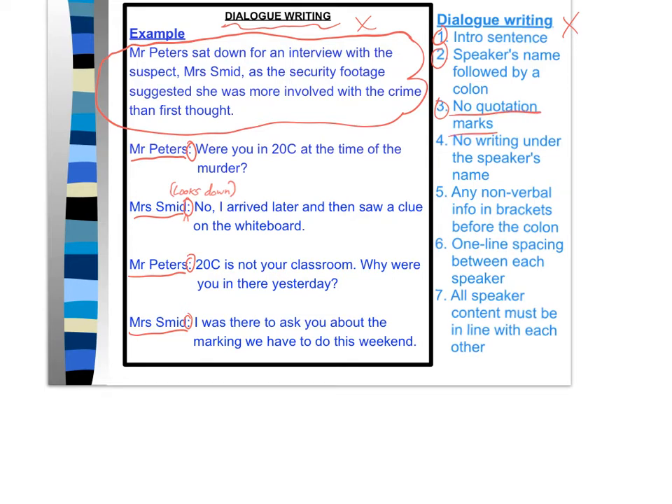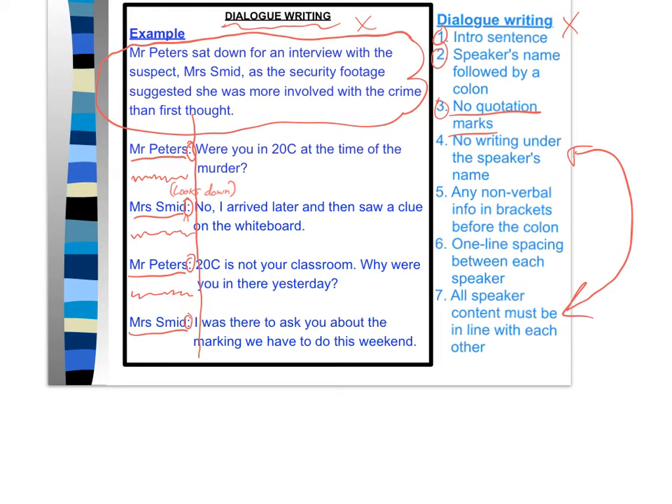Okay. Number 4, now there's no writing allowed under the speaker's name either. If you look where I'm doing jagged lines here, the sentence doesn't carry on to the next line. It actually skips the person's name and then continues. And this actually comes quite nicely, number 4 actually comes quite nicely with number 7, in that there has to be a straight line where all the speaker content is there in front of you.